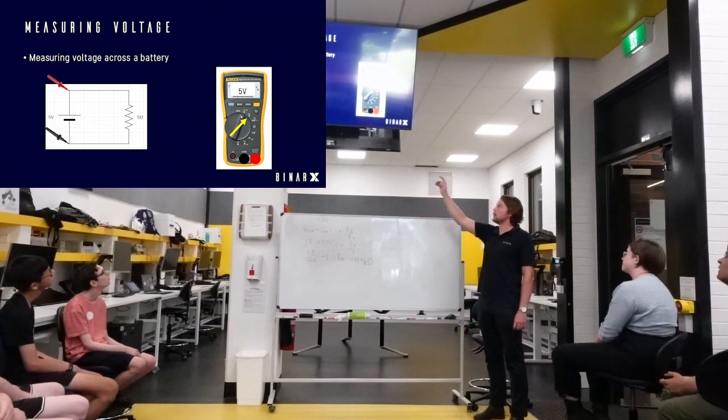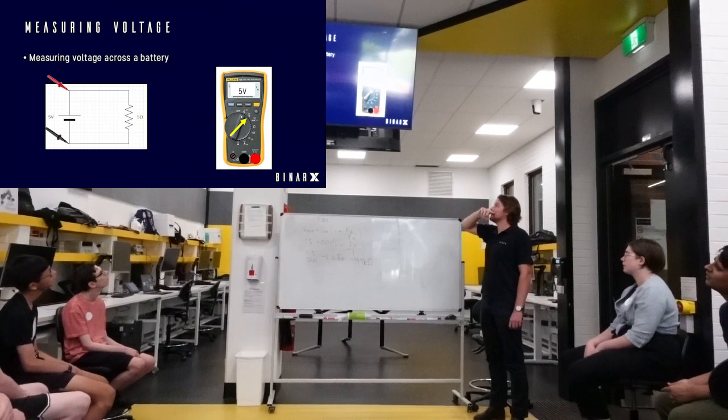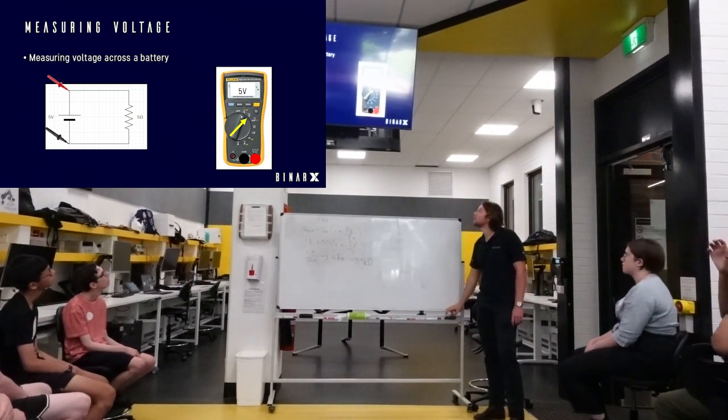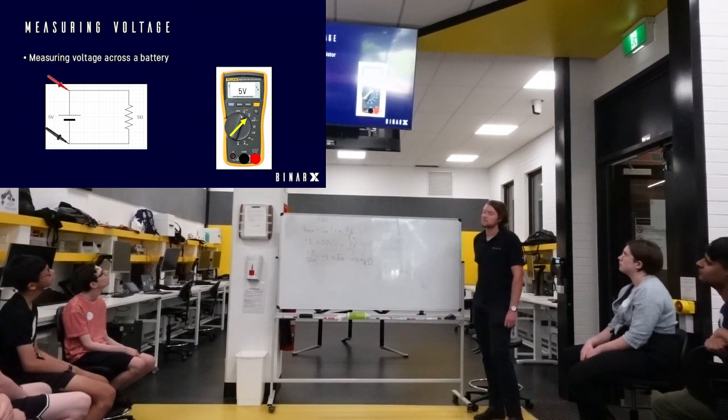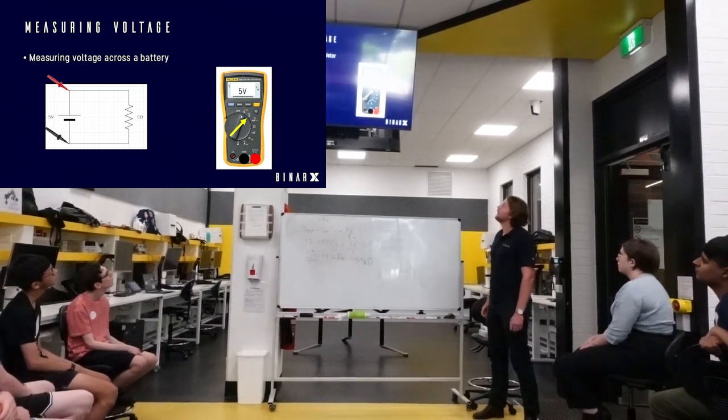5 volts. Sweet, easy. Across the battery, so 5 volts. You've got your black cable on the ground, so the bottom of the circuit, and then you've got your red cable on top of the circuit, so 5 volts.